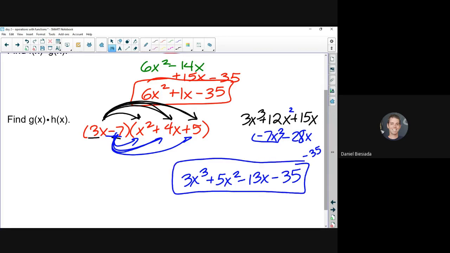Hope that helped you understand a little bit how you multiply functions together. We'll work on these a little bit more in class.